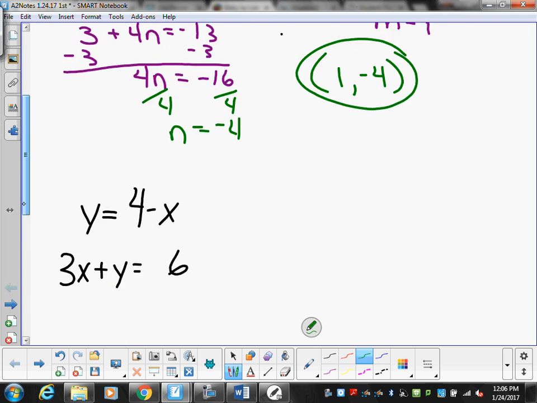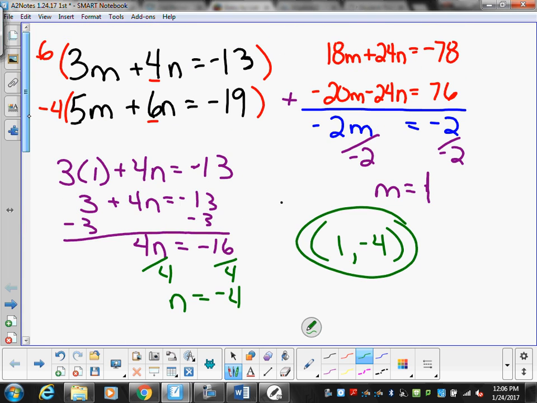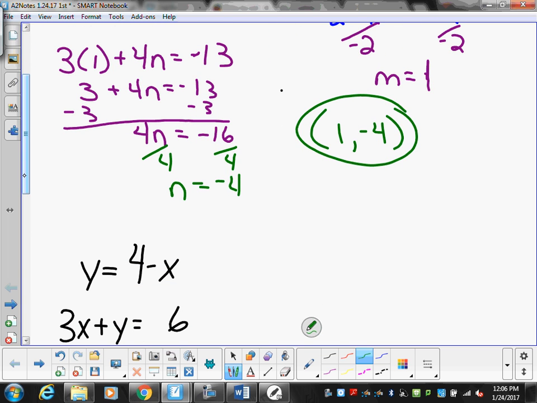All right. One where you would only have to multiply one of the equations would look something like this.